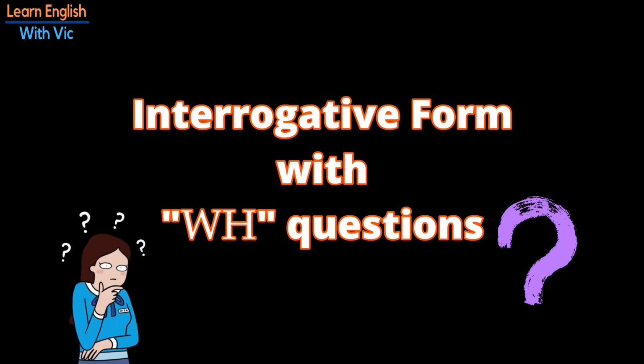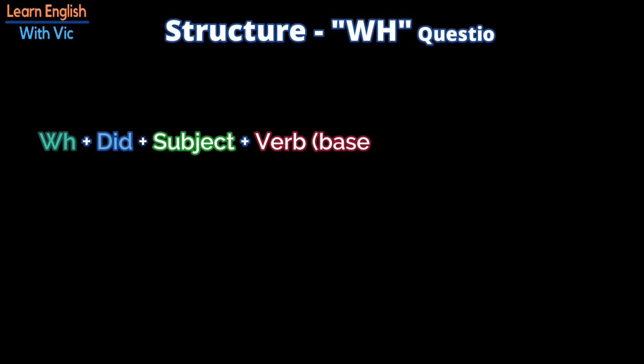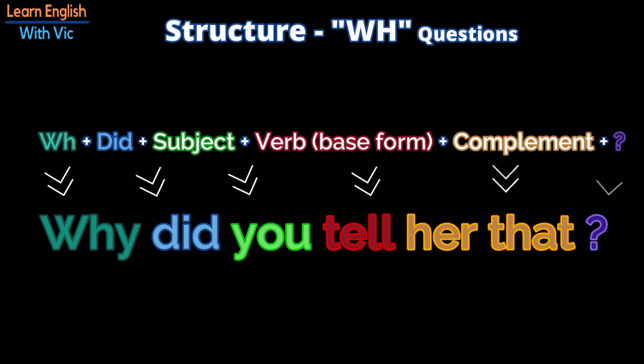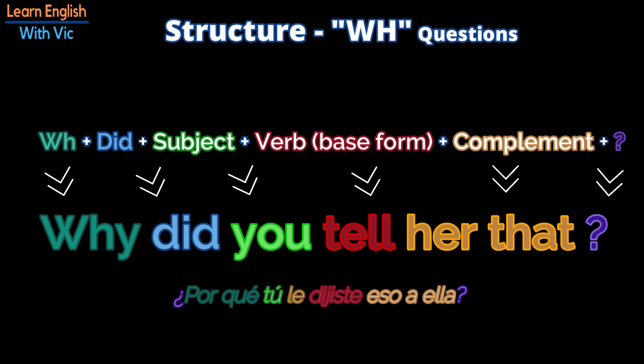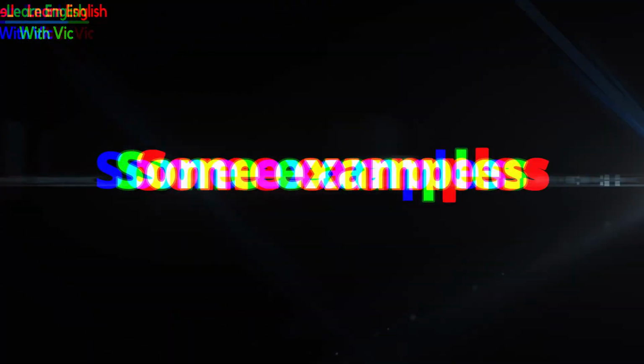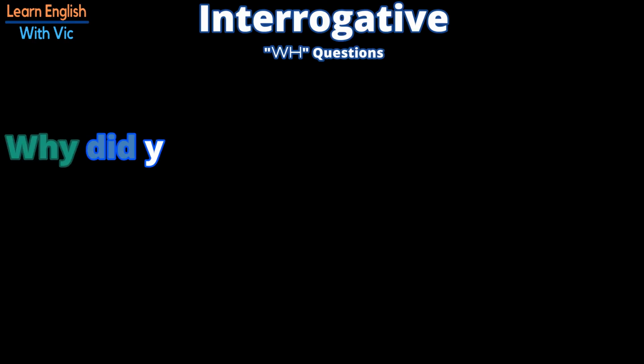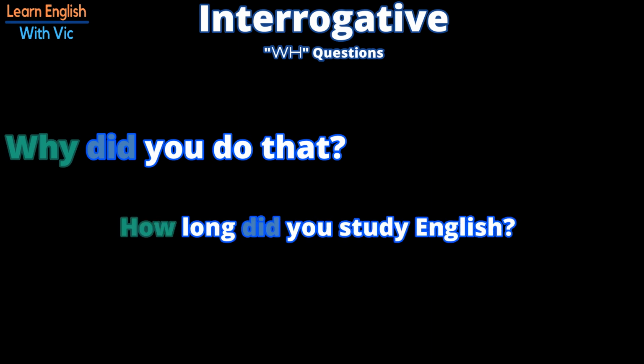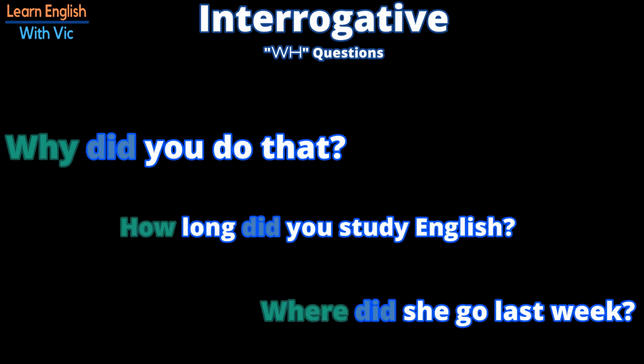Let's see the interrogative form with WH questions. The structure is WH word plus did plus subject plus the verb in the base form plus a complement and the question mark. For example, why did you tell her that? ¿Por qué tú le dijiste eso a ella? Some examples. Why did you do that? How long did you study English? Where did she go last week?